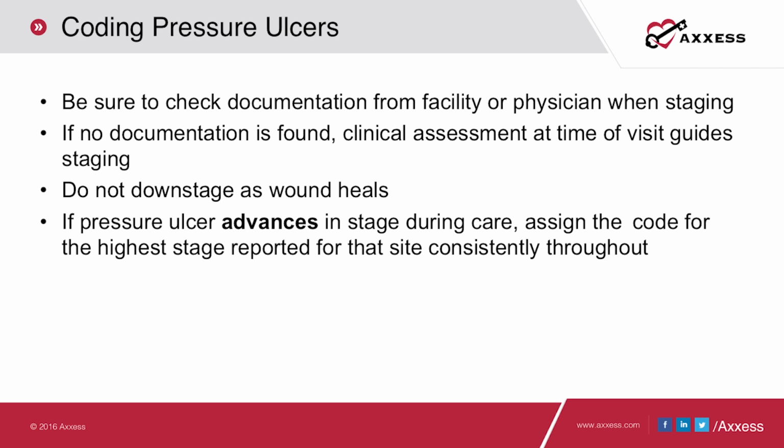Now, even when it advances in stage during care, you're going to assign the code for the highest stage reported for that site consistently throughout the record from then on. So let's say that the patient was in a nursing facility before they came home to home care, and in the nursing facility documentation, it says the patient has a stage 3 pressure wound on the sacrum. And you go out and assess the patient on start of care, and sure enough, it looks like a stage 3. You're going to keep that as your staging. If at recertification time it looks like the patient now has a stage 4, you would go ahead and change it from a 3 to a 4 at that time.